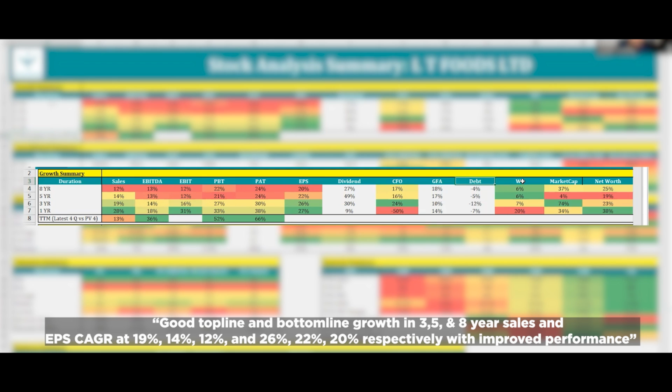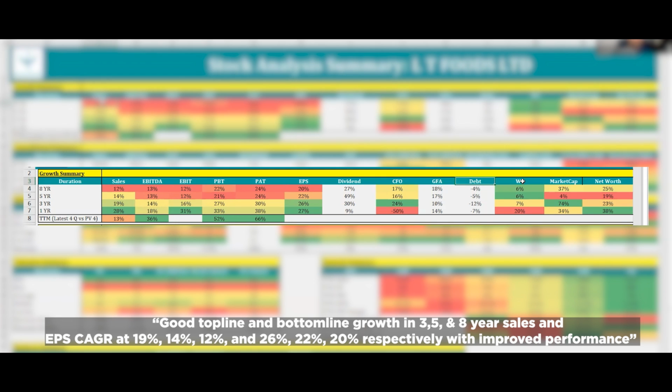And what we can analyze here is how the company has done on an 8-year, 5-year, 3-year, 1-year and TTM basis in terms of sales growth CAGR, EBITDA growth CAGR, EBIT growth CAGR, PBT growth CAGR, PAT growth CAGR, EPS growth CAGR, in terms of dividend growth, in terms of cash flow growth, how much assets they have added in terms of CAGR, how much debt they have added, working capital, how the market cap has grown, and all of this. So this is the growth summary view.